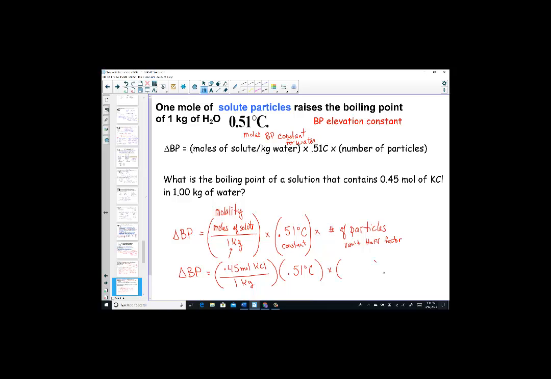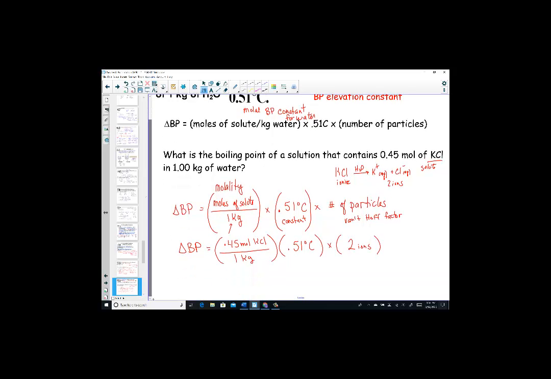Then we have to consider how many particles come out when potassium chloride is placed into water. So the solute here is potassium chloride. How many particles? First of all, recognize that it's ionic. It's a metal with a nonmetal. And when potassium chloride is placed into water, aqueous ions of potassium and aqueous ions of chloride dissociate. That gives me a total of 2 ions. And that's my strategy to find the change in the boiling point.